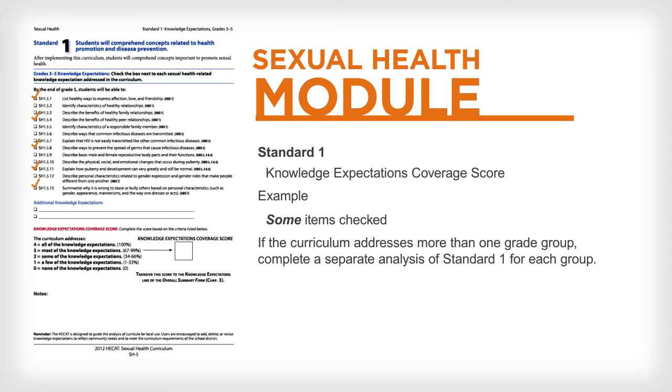Then, looking at the number of items checked, you can determine a knowledge expectations coverage score for the standard and for the grade group. In our example, our sheet has some of the items checked, but not a majority of them. So the score for Standard 1, grades 3 through 5, is a 2. If the curriculum addresses more than one grade group, complete a separate analysis of Standard 1 for each group.